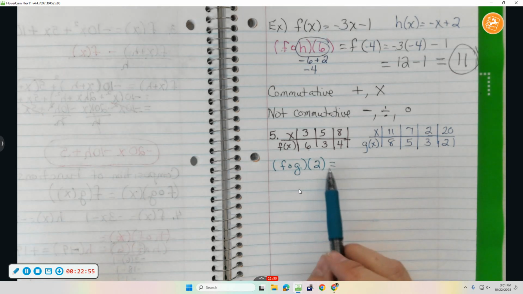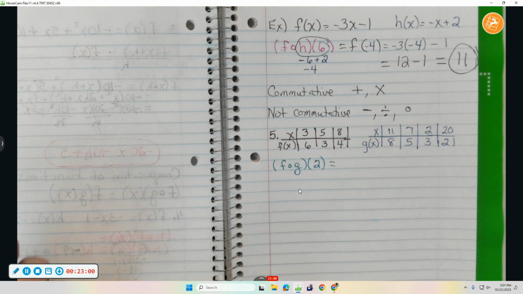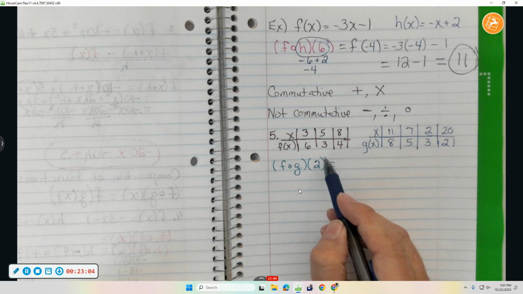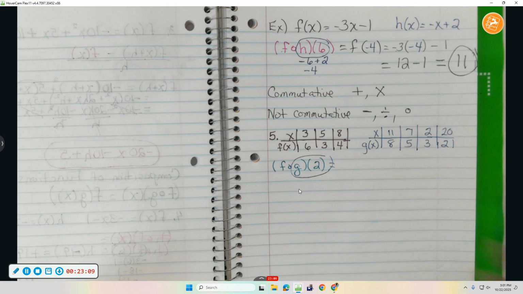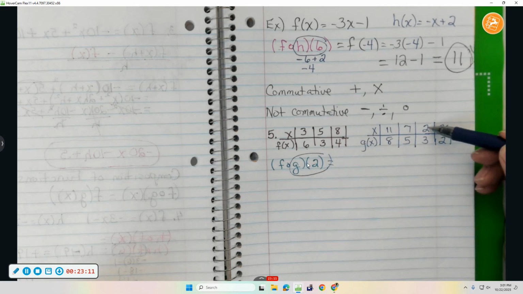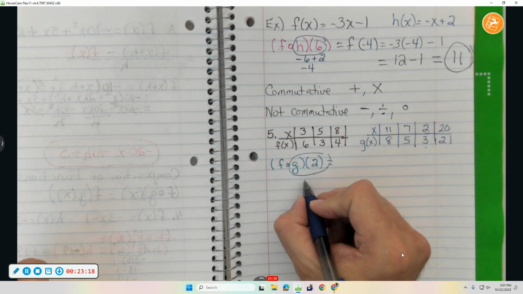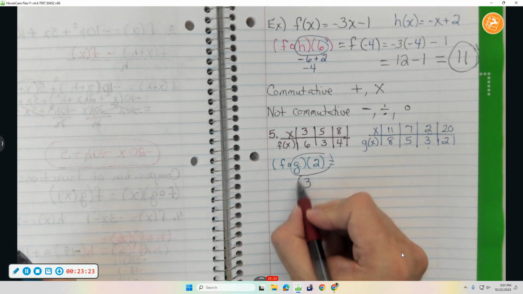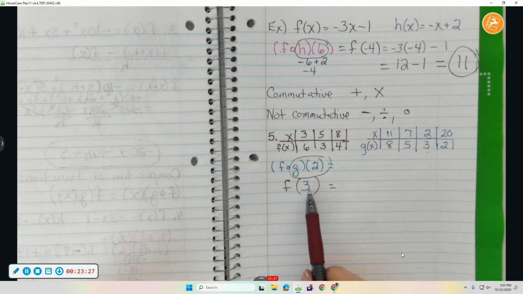Okay, here we don't have formulas to plug in. You've got to look at the tables. Which table will you use first? Start with the 2 and look at table g. Okay. So on table g, the x value of 2 is assigned to what number? 3. Now, we still have something in front. What is that? An f? So now you're going to use the f table.